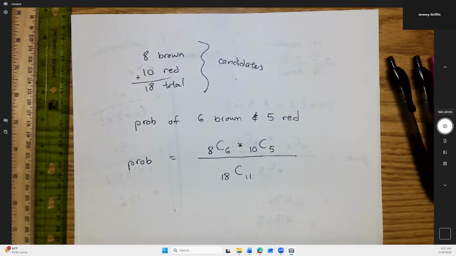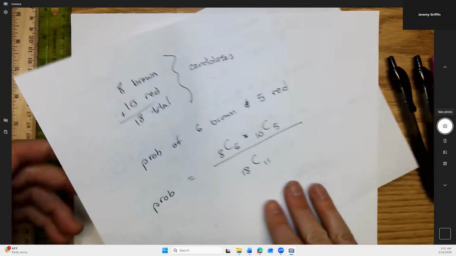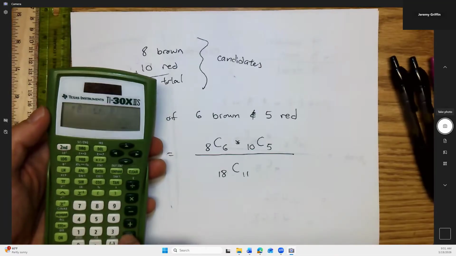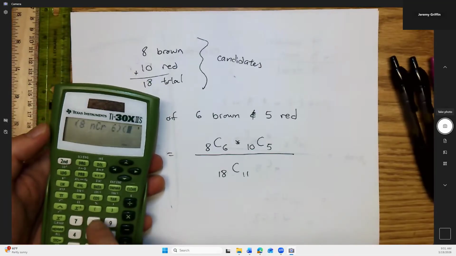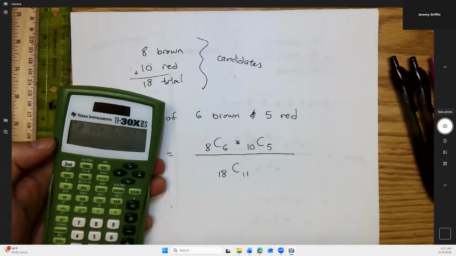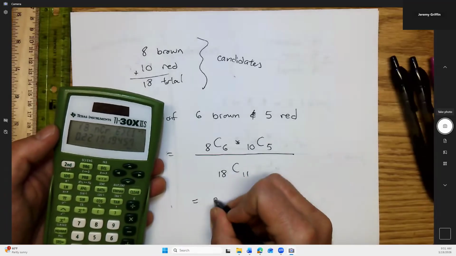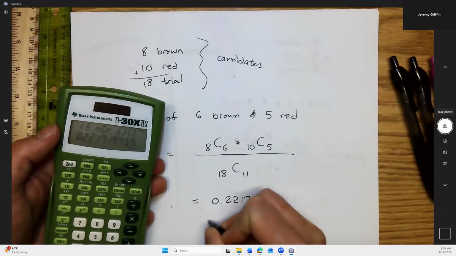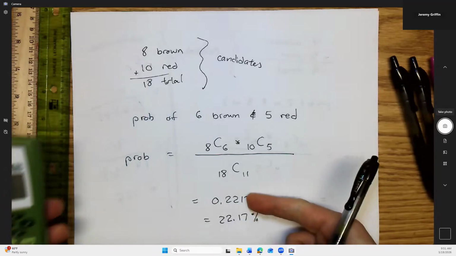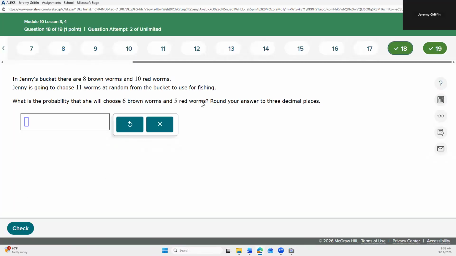Of course, you guys know what combinations math is. That's exactly this right here. So let's try it. I'll do 8 choose 6 times 10 choose 5, and then divide by 18 choose 11. That's telling me 0.2217, or 22.17%. They want you to round to 3 decimal places, so it's probably 0.222.